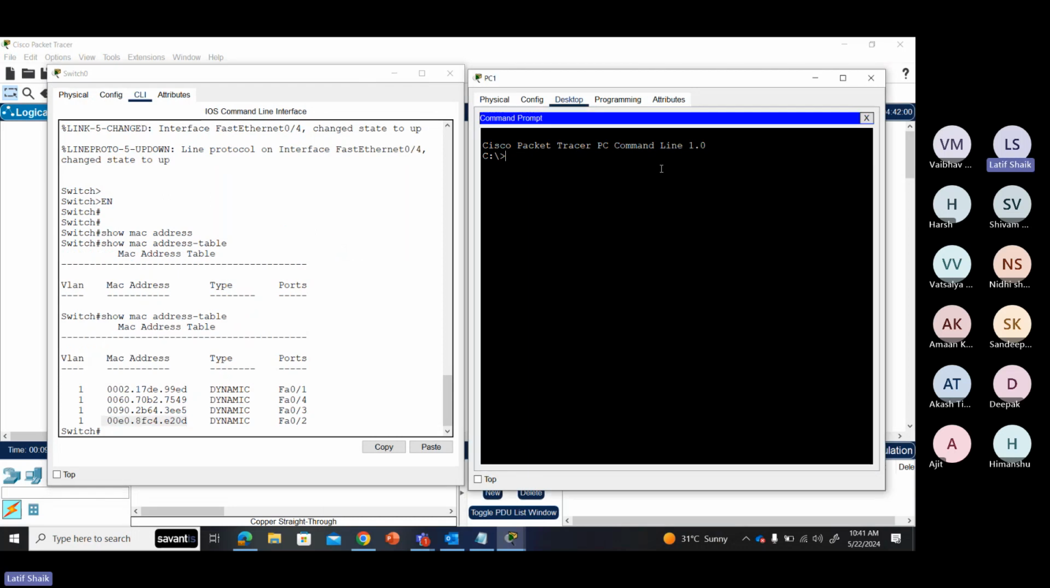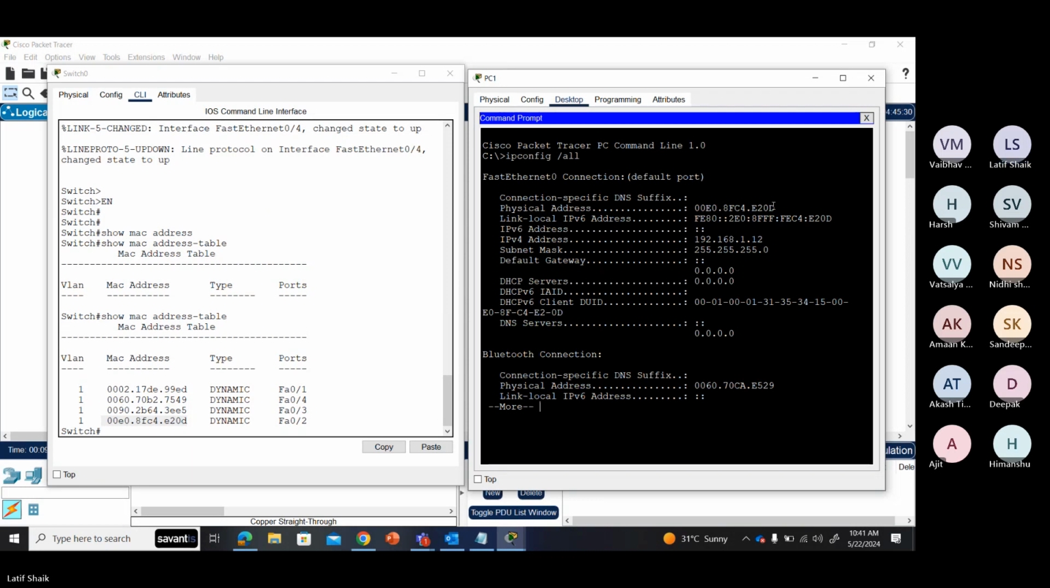Okay, go to terminal, ipconfig. This is the MAC address of our second PC. Okay, 00E0.8FC4.E20D. It's the same.